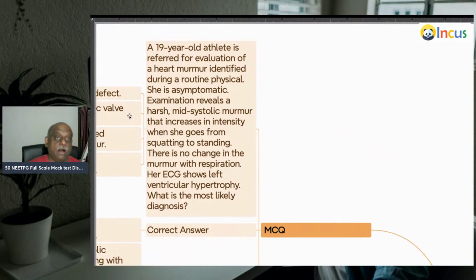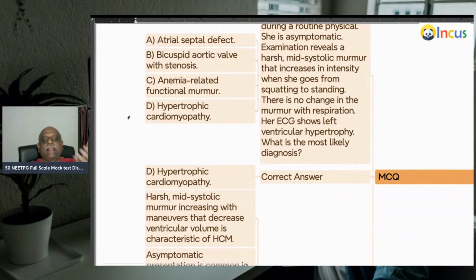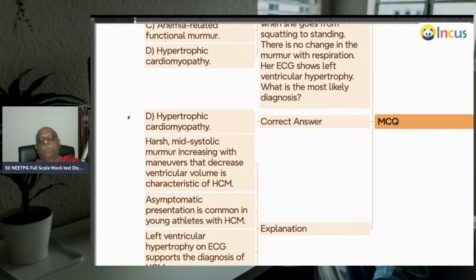A 19-year-old athlete, heart murmur, harsh mid-systolic murmur that increases in intensity when she goes from squatting to standing. When you stand, what will happen? There's decreased venous return that will decrease the size of the ventricle. When the ventricular size is decreased, if the murmur becomes louder, that is a classical indication of hypertrophic obstructive cardiomyopathy. A harsh mid-systolic murmur increasing with maneuvers like standing, which decrease the ventricular volume, is very characteristic of HOCM, is what you need to remember.